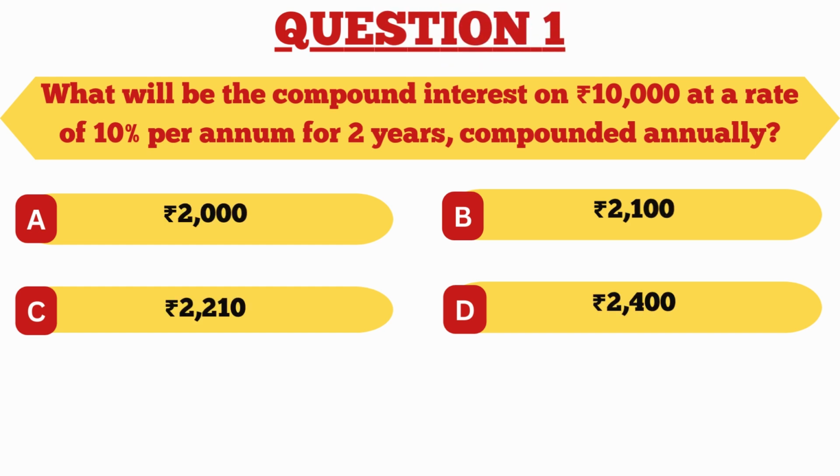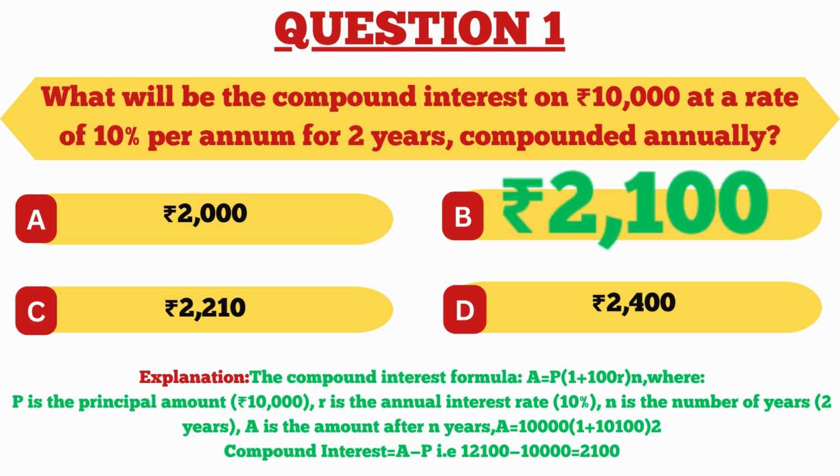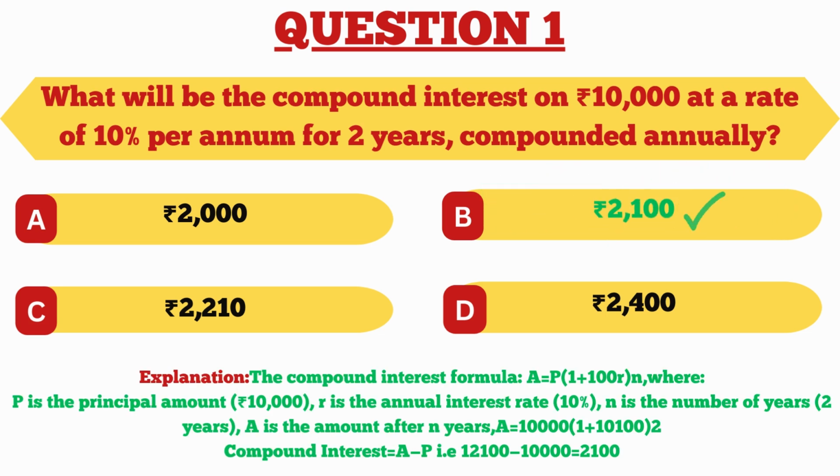Question number 1. What will be the compound interest on 10,000 at a rate of 10% per annum for 2 years compounded annually? Options are 2,000, 2,100, 2,210, 2,400. Please comment your answer now. The answer is option B, 2,100. Please check the explanation part for more details.